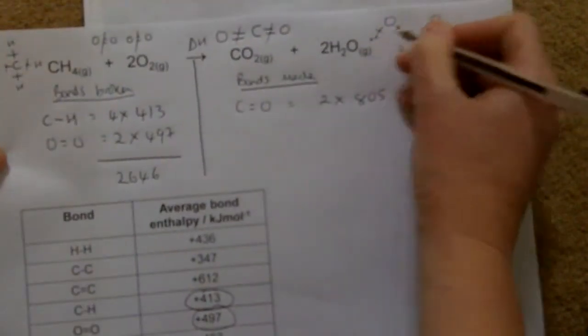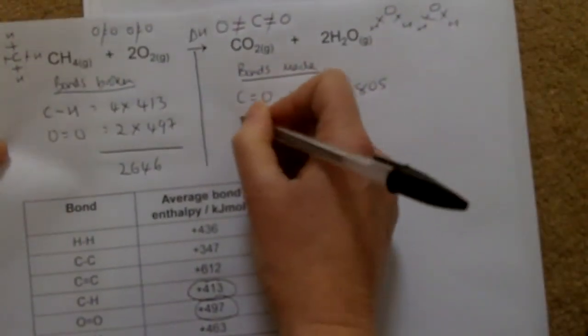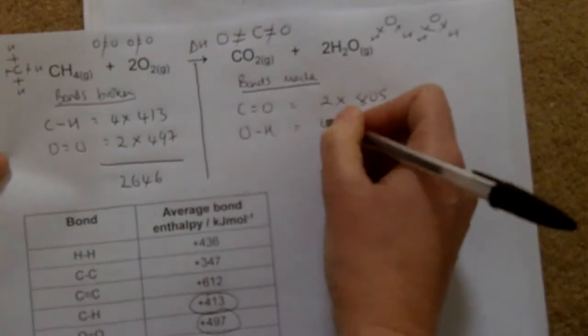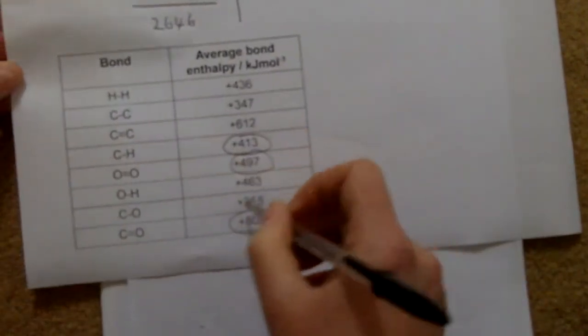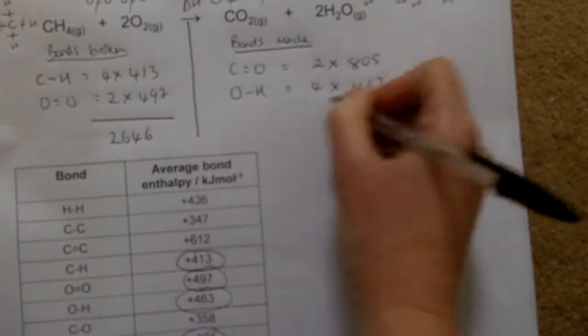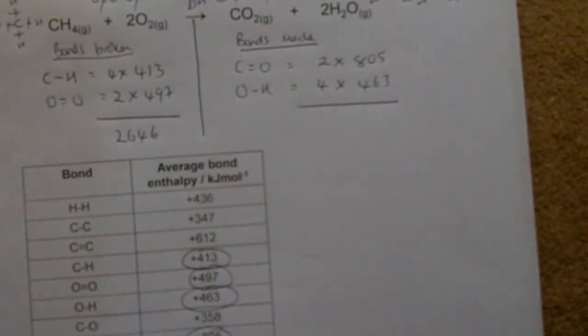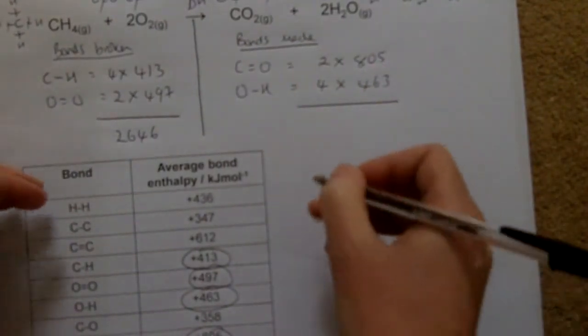You're going to break 1, 2, 3, 4 O-H bonds. You're going to break 4 of them. Where's O-H on the table? 463. And then total that side, and it comes to 3462.